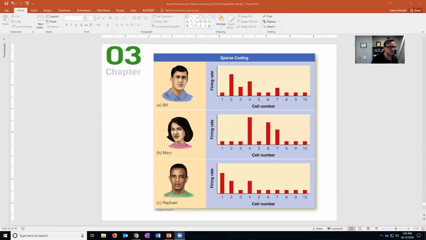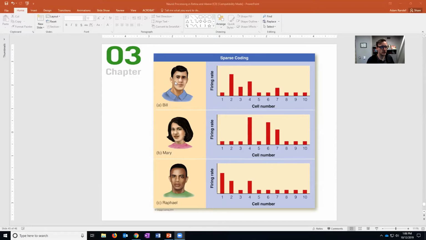So let's go back to our example here, right? So now you notice that if we look at the pattern of firing for Bill, not all of the 10 cells are actually being used. Only 2, 3, 4, and 7 are. And with Mary, only 4, 6, and 7 are. And with Raphael down here, only 1, 2, and 4 are. And so the neural signature, the pattern of firing that represents Bill here, is only spread across a few cells. It's not spread across all 10. The neural pattern of firing for Mary here is only spread across 4, 6, and 7. It's not spread across all 10.